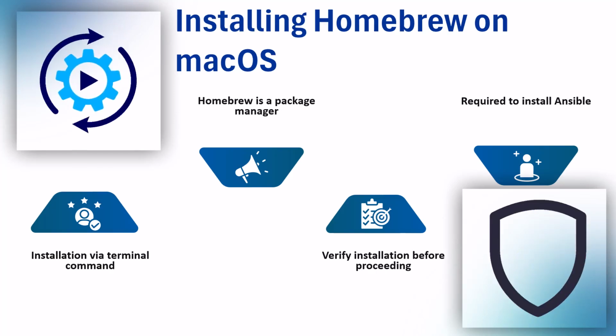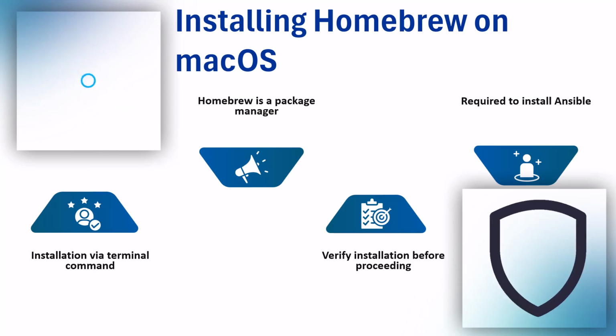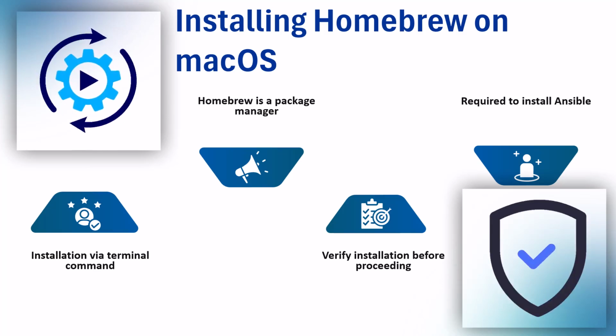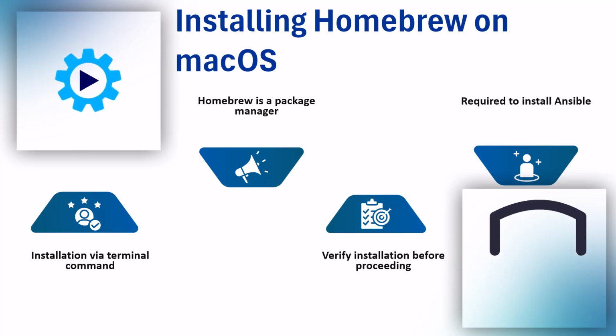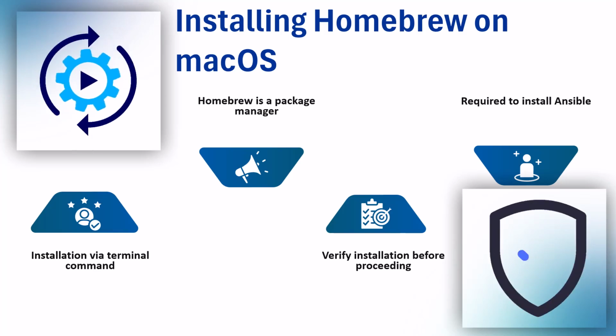First things first, Homebrew. It's like the App Store for geeks. You need it to install Ansible, and setting it up is as easy as running a simple terminal command. Once installed, make sure it's working before moving ahead. Trust me, skipping verification is like baking a cake without checking if you have eggs.